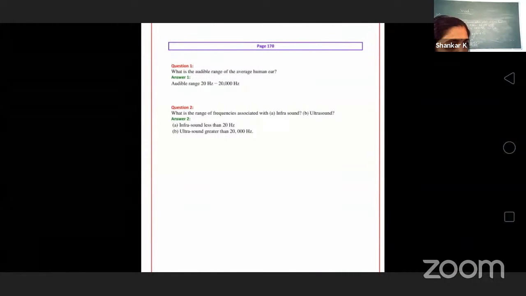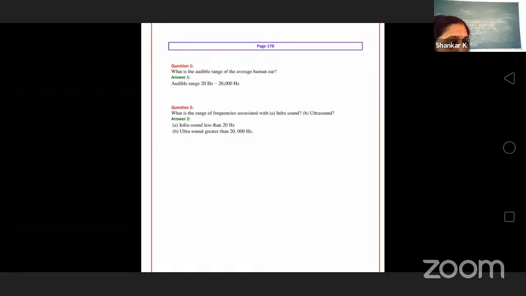What is the audible range of the average human ear? When can you hear a sound? The audible range is 20 hertz to 20,000 hertz. Only then can we hear the sound. If it is below 20 hertz or above 20,000 hertz, the human ear cannot hear it. So this was 20 hertz to 20,000 hertz.